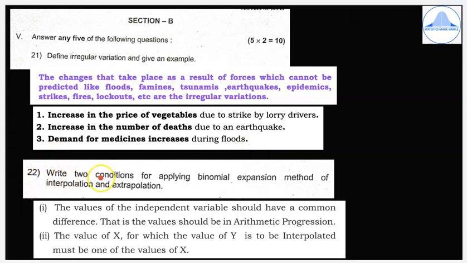22nd question, write two conditions for applying binomial expansion method of interpolation and extrapolation. First is the x value should be equally spaced. That is, the values of the independent variable should have a common difference. Second is the value of x for which the value of y is to be interpolated must be one of the values of x.